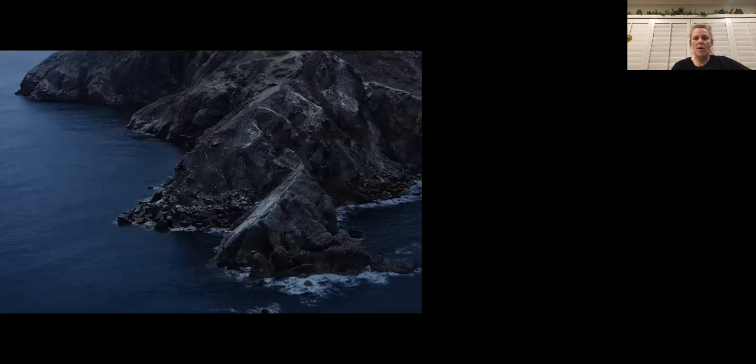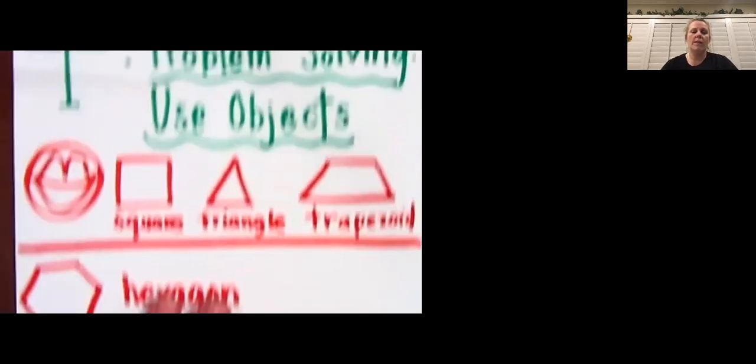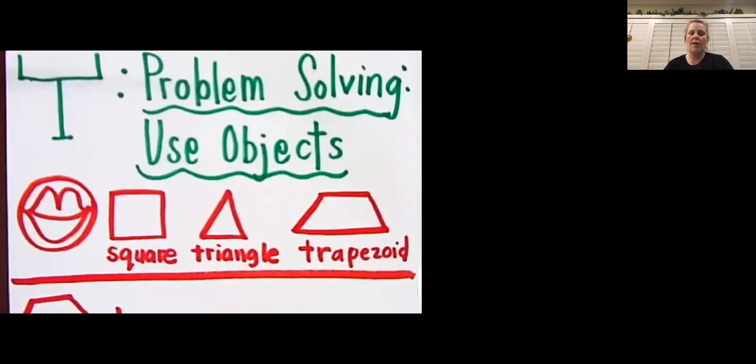So we're going to go ahead and see if our Elmo is up. And we're going to look and see what our goal today is. Our goal today is problem solving by using objects. So we are going to look at some objects and see what shapes they are. So let's look right here. It says problem solving using objects.